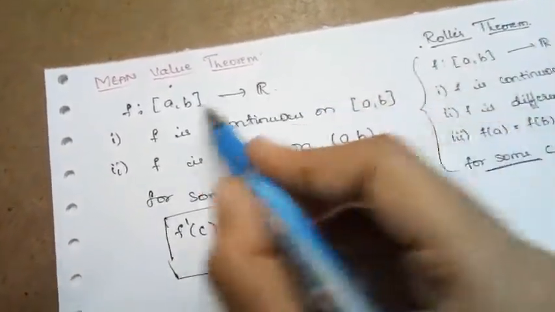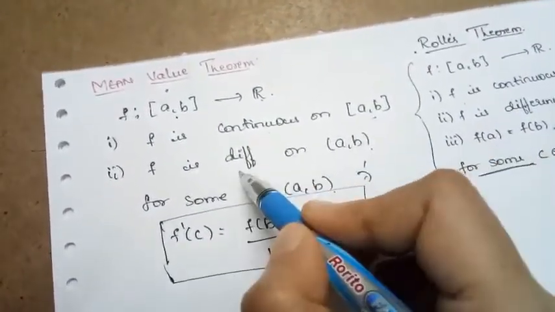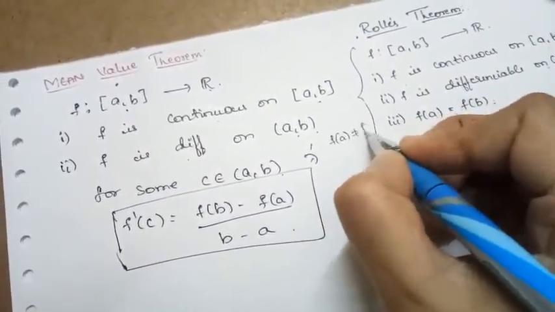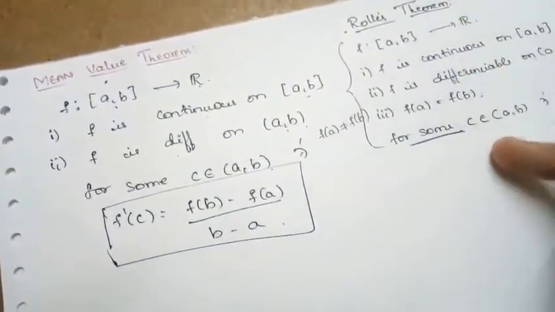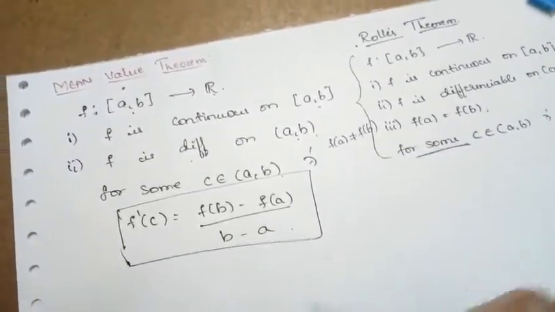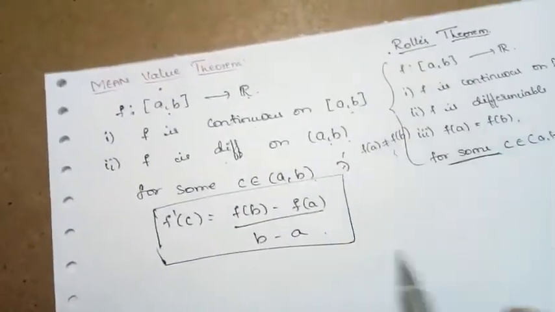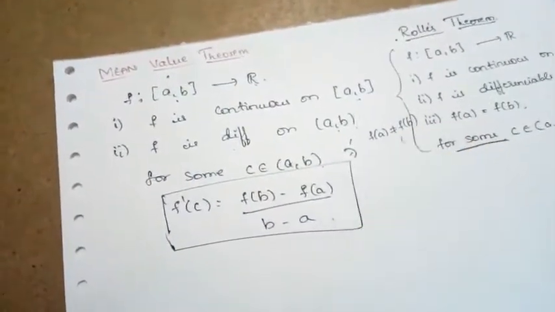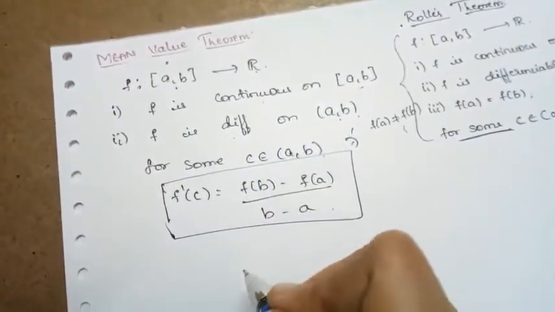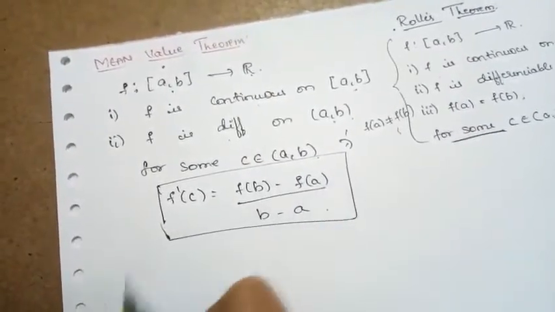That means if a function is defined from the closed interval a comma b to R, it is continuous on the closed interval a comma b and differentiable on the open interval a comma b, and f of a is not equal to f of b. Suppose if f of a is equal to f of b, we can verify the thing with Rolle's theorem. If f of a is not equal to f of b, then we can verify the thing with the mean value theorem. So here f of a is not equal to f of b in the mean value theorem, it is clear. So at that time, for some c belonging to the open interval a comma b, f dash of c is nothing but f of b minus f of a divided by b minus a.